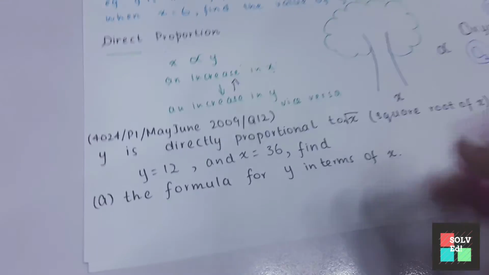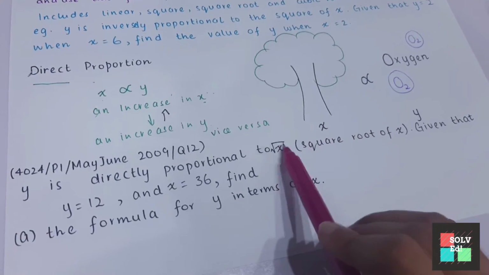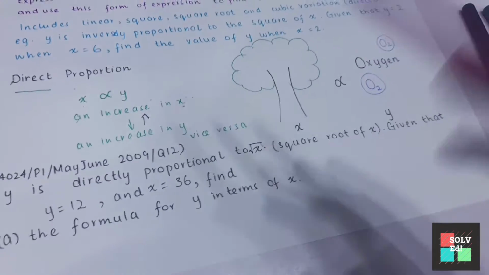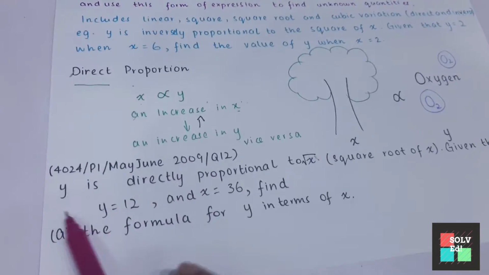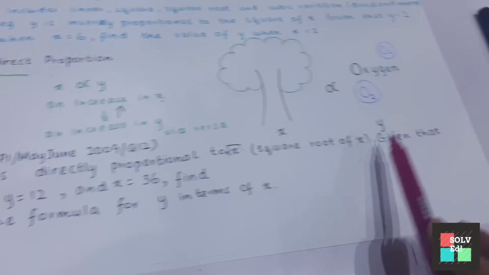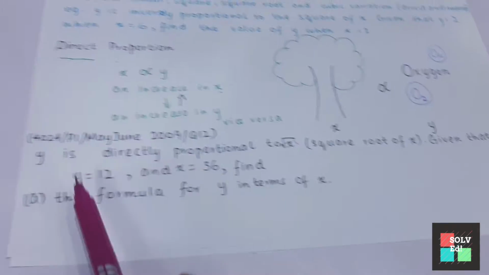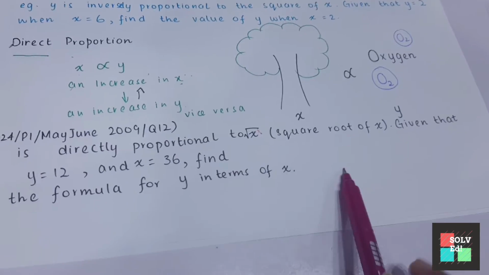Let's give an example. So say y is directly proportional to the square root of x. So this doesn't apply to the situation. It may, but they're saying that y is directly proportional to the square root of x. Given that y equals 12 when x equals 36, find the formula for y in terms of x.